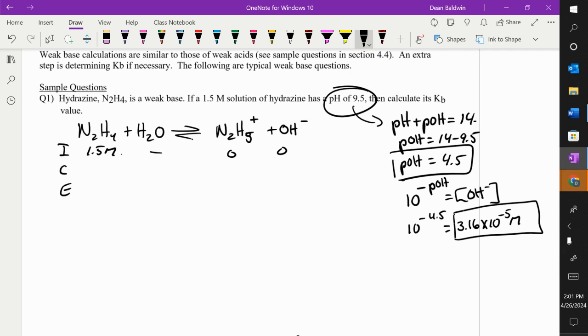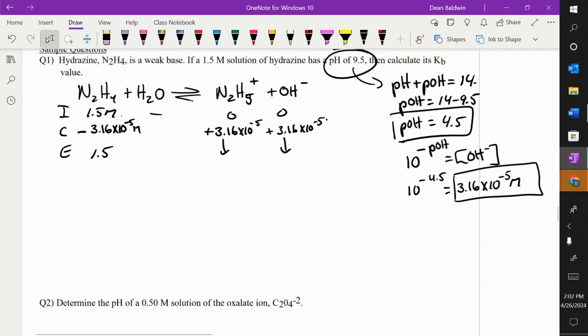3.16 times 10 to the minus 5. So that means when we release it, the change is, we lose 3.16 times 10 to the minus 5 molar of the hydrazine, and it ionizes, so we gain 3.16 times 10 to the minus 5 of each product. If you go 1.5 minus 3.16 times 10 to the minus 5, you're going to get 1.5. And then I'm just going to put those numbers there because I'm too lazy to write them.